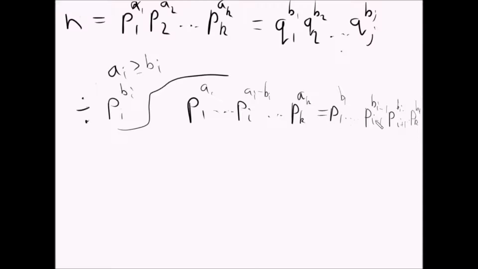The right hand side will have p1 up to pk, but the pi to the bi term is missing, so it goes up to pi minus 1, and then it skips to pi plus 1 up to pk. Now the left hand side is divisible by pi at this point, but the right hand side is not, and that's a contradiction. Similarly, if we assume that bi is greater than ai, we get the same problem on the other side. So we can't escape a contradiction here, so we have to conclude that ai equals bi for all i, and therefore these factorizations are entirely equivalent.